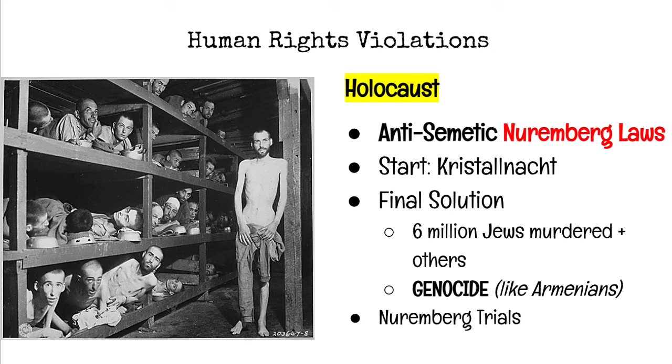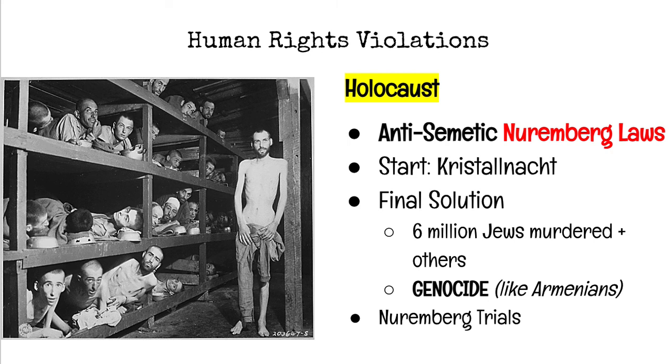It starts and it gets more and more harsh. Kristallnacht is the event that really sets off the Holocaust. That's the night of broken glass. And then after that, you get to the final solution, where 6 million Jews are murdered, as well as other groups. Remember, it was communists, the Romani people, homosexuals, all different kinds of criminals and people from Eastern Europe, and so on and so forth. So again, this is another example of a genocide.